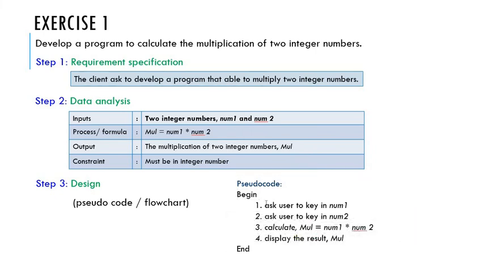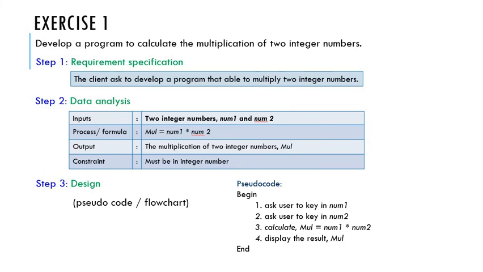Step number 1, of course, we ask the user to key in num1. The second step, we ask the user to key in num2. Or these 2 steps can be combined together: ask user to key in num1 and num2. You can do so. Step number 3 is calculate mal equal to num1 multiplied by num2. And then the last one is display the result mal. So this is an example of pseudocode.